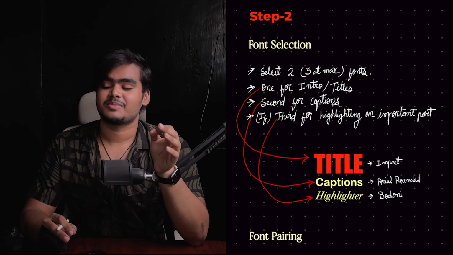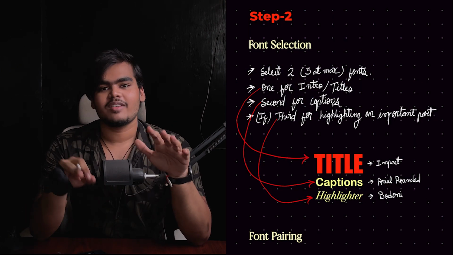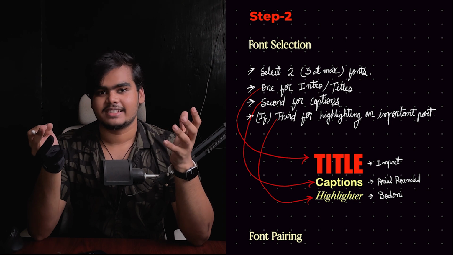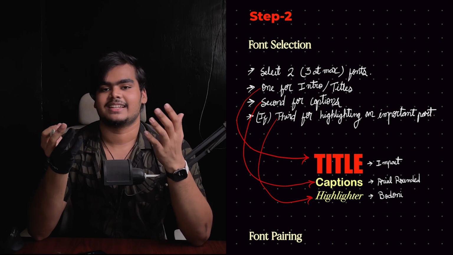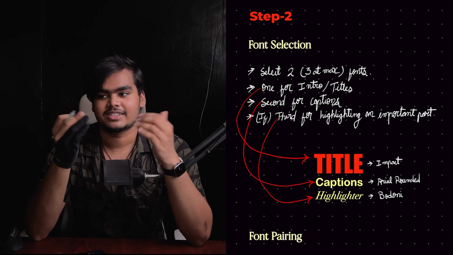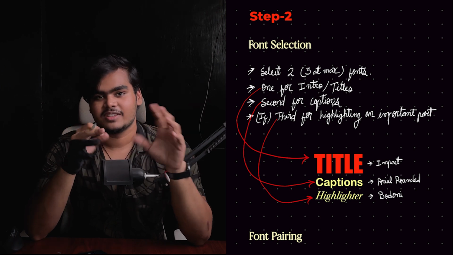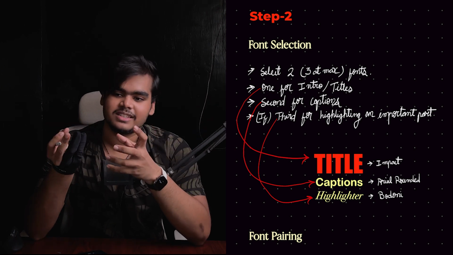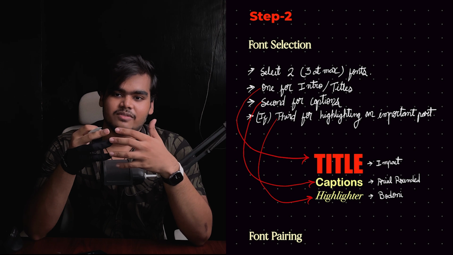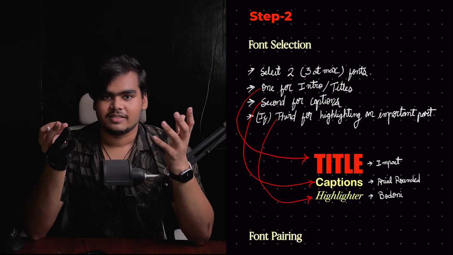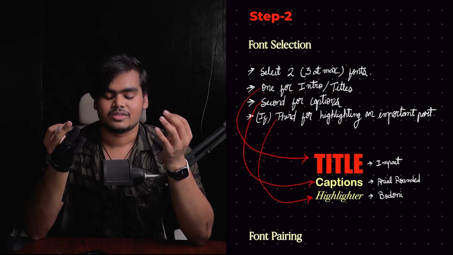Now coming to step 2, and the most overrated part about creating an editing style is the font selection. People go crazy on fonts. They want every single font on this planet. They see a video which uses a clean font, they want that, and they use all the fonts in one video, which is exactly what you don't want to do.